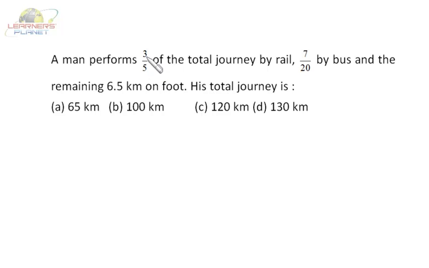That means 3 by 5 can be written as 12 by 20. So 12 by 20 of the total journey he is doing by rail. So 12 by 20 plus 7 by 20, that is 19 by 20 he has already covered. Now he is left with 1 by 20, and that 1 by 20 is 6.5. If 1 by 20 is 6.5, 1 must be 6.5 into 20, that is 130 kilometer.